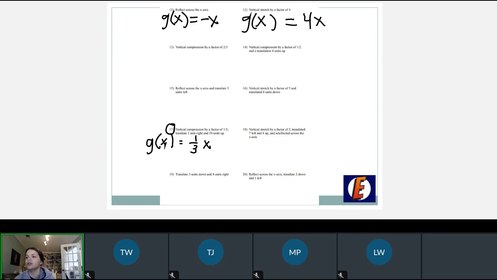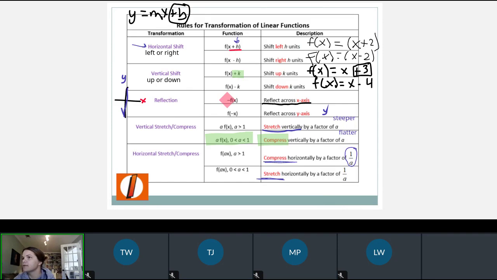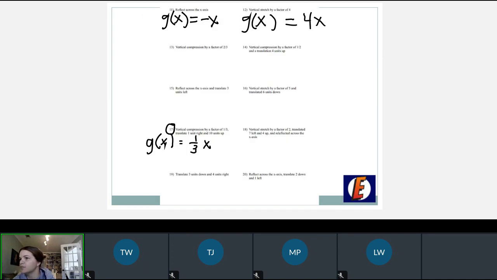Translate 1 unit to the right. If I look back at my rules, when I am moving to the right, it has to be in parentheses. So I'm going to subtract the amount I'm translating to the right by. This one I'm translating 1 unit, so this is going to be -1. And then 10 units up, so I'm going to add 10 at the end.